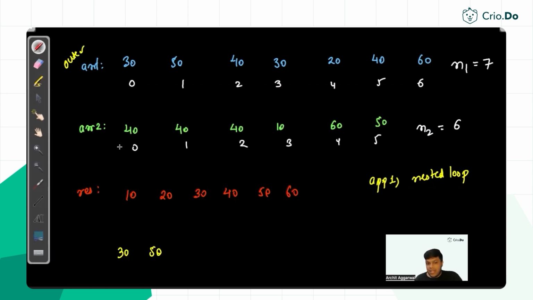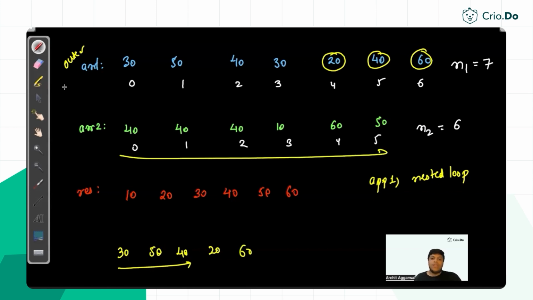Is 40 present in the output? This time, if you want to check whether it is already inserted, you have to check the output. Since 40 is not present in the output, insert it. Check for 30. Is it already present in the output? Yes, it is already present. Don't insert it again. So you are running the loop on the output instead of on the second array. Then for 20: is it present? No. So insert it. Running the loop for 40: is it present? Yes. Don't insert it again. Running for 60: is it present already? No. So insert it.